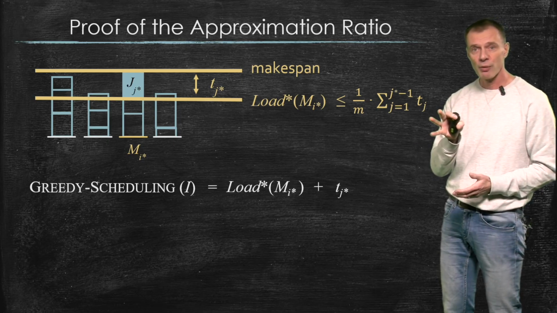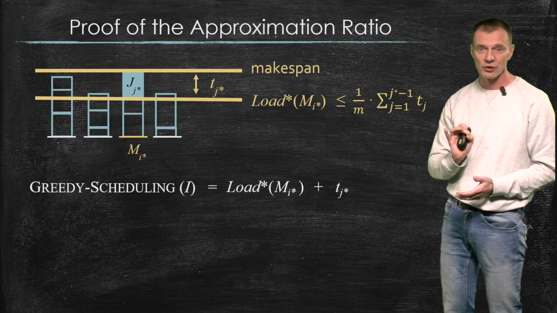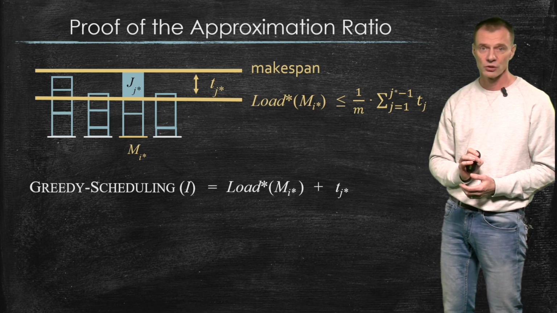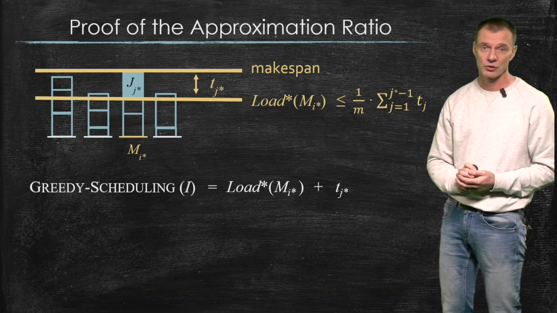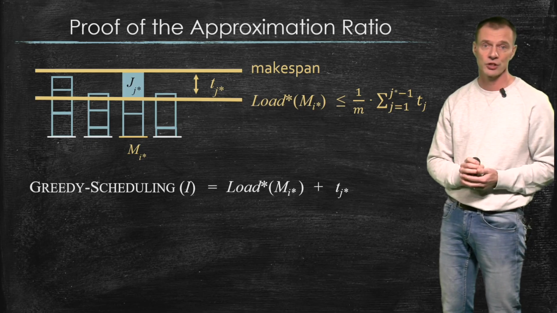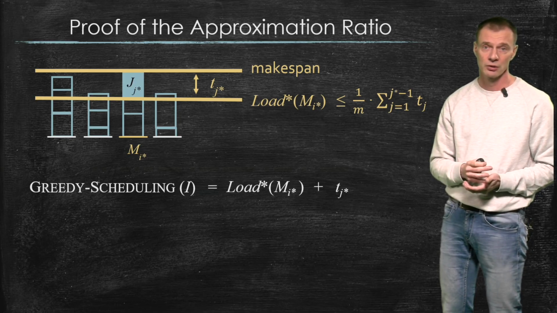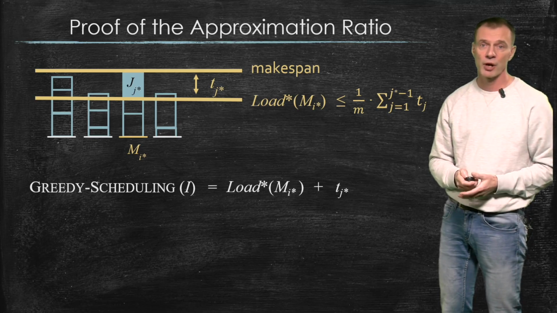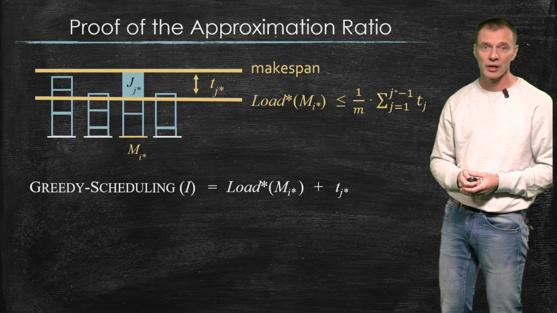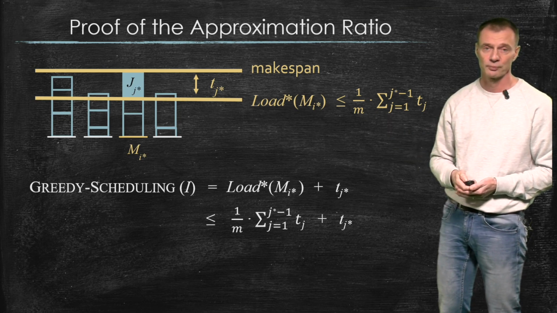If you think about how the greedy algorithm works, it's going to assign j star to the machine that at that moment has the smallest load. Obviously the smallest load at that moment is at most the average load at that moment. And this average load is exactly what you see here. It's the sum of all the loads so far, up to j star minus 1, and then we take the average over the machines, so multiply by 1 over m. So I can replace my load star of mi star by 1 over m times this summation, plus I still have this tj star.